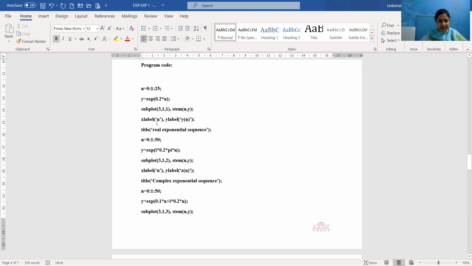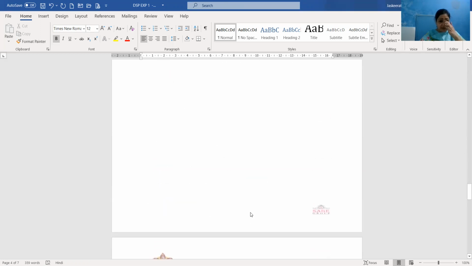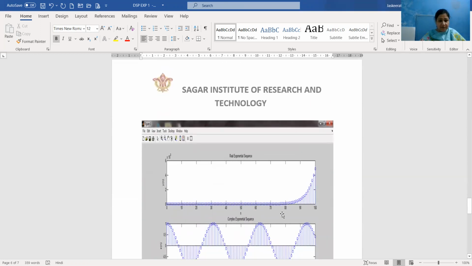So we will add x label small n and y label yn. And the title we will give real exponential signal. Now we will have the complete signal which has a title as well as x label and y label. This graph is shown here in first position. Here we can see the title is real exponential sequence, x label is small n and y label is yn. So this will give me the real exponential signal.